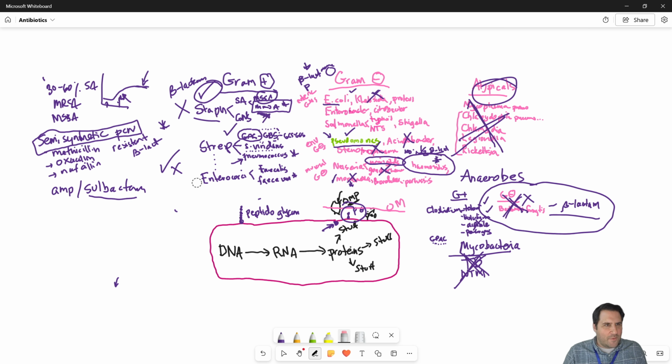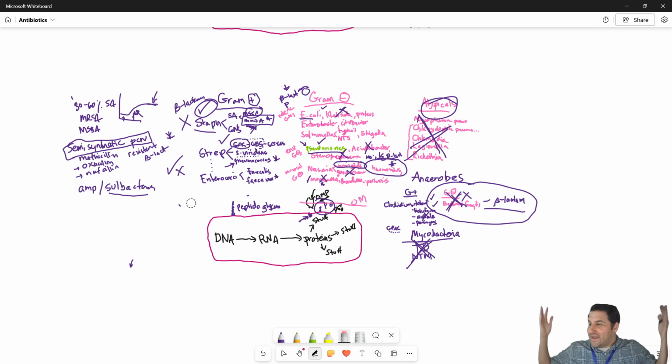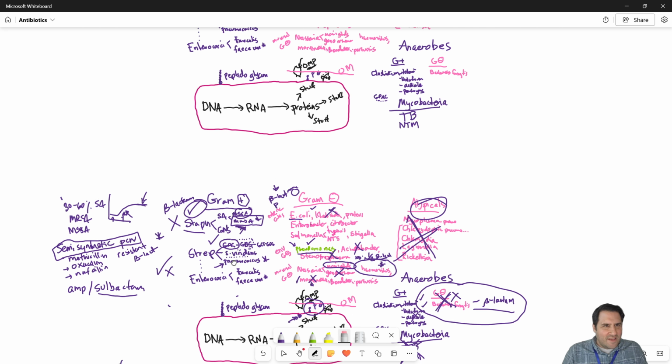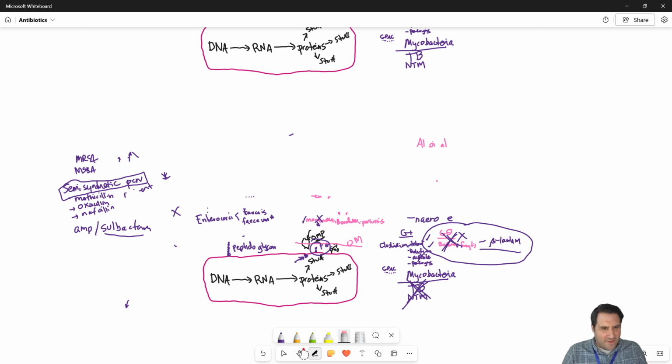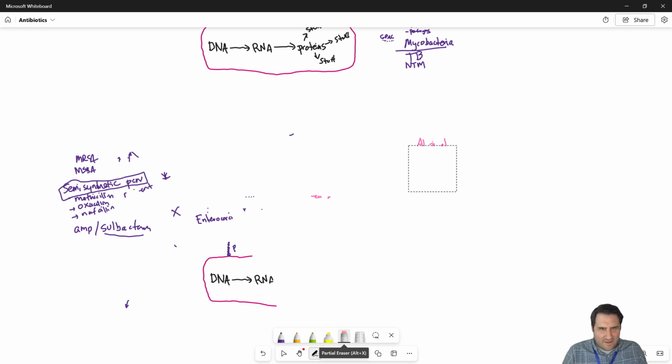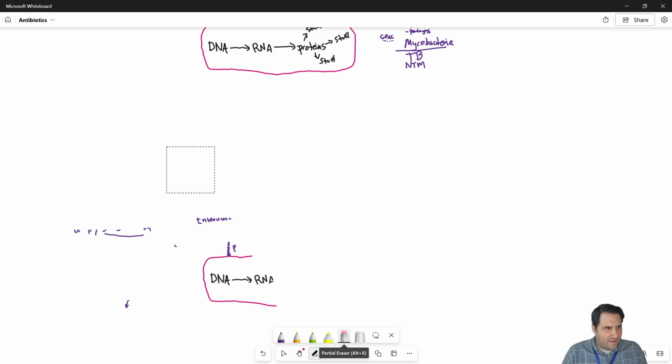All right, so speaking of beta-lactams that are resistant to beta-lactamase, let us talk about the cephalosporins. So here, let's just do away with this whole thing and get going on those.